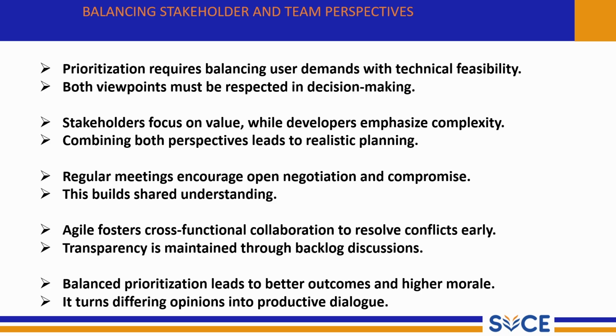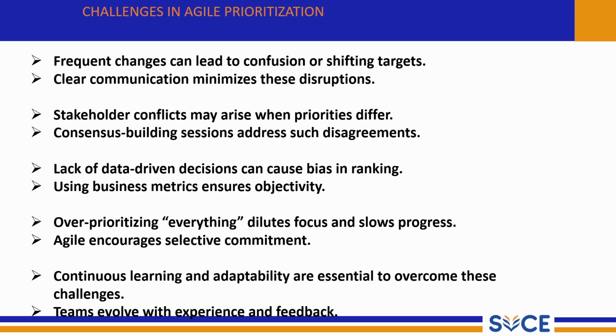Transparency is maintained through backlog discussions. Balanced prioritization leads to better outcomes and higher morale. It turns differing opinions into productive dialogue. And the next one is, what are the challenges in agile prioritization?